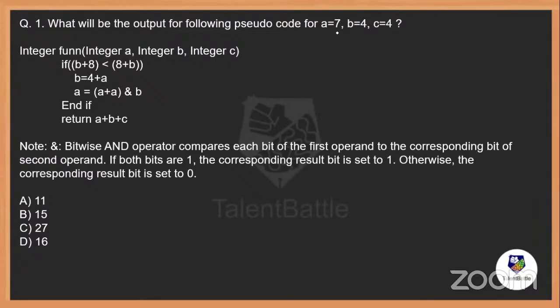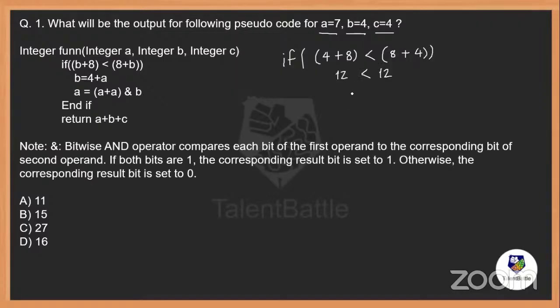The value of A is given to us, that is 7, B is 4, and C is also 4. So let's check with the if condition. If I add the provided values, B value is given to us, that is 4 plus 8. This is less than 8 plus B. B value is again 4. So 4 plus 8 is 12, less than 8 plus 4, again 12.